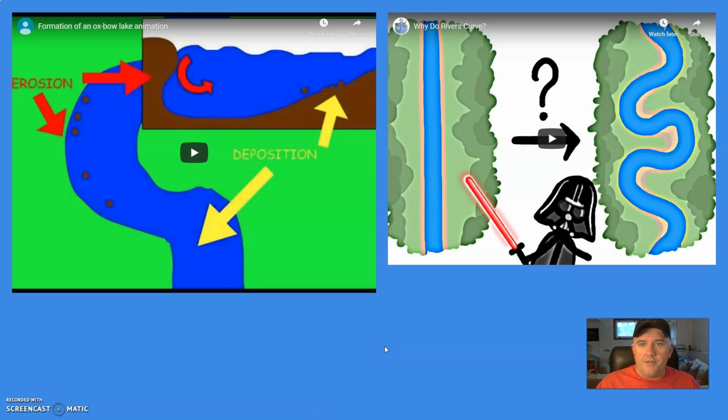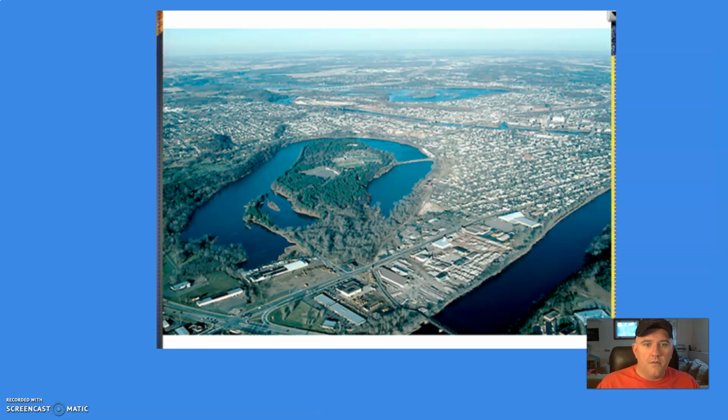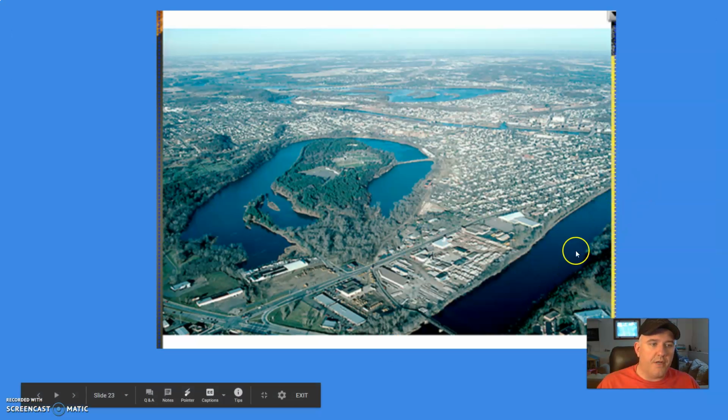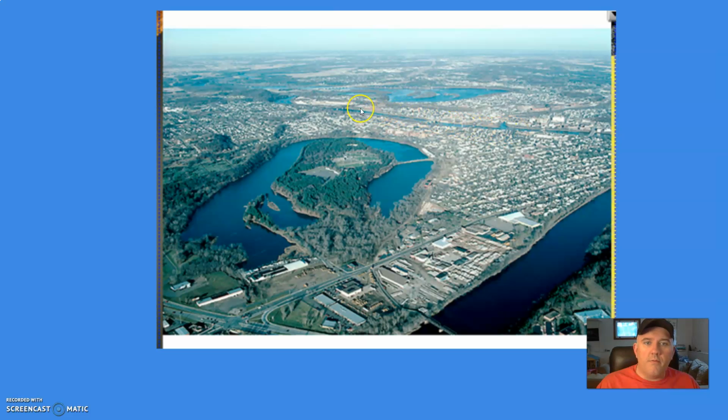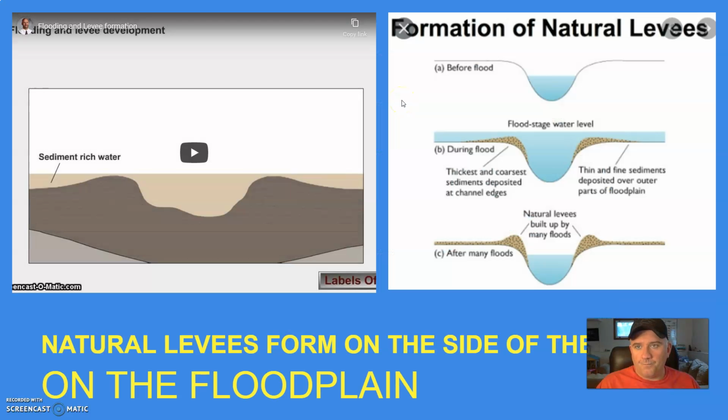A couple videos here showing that. You can go and look at those. Here's a picture of that straight channel and the oxbow that's left behind. You can see that there are a few of them as the river moves down. And here's another section over here that's probably going to produce an oxbow. Watch these two videos.